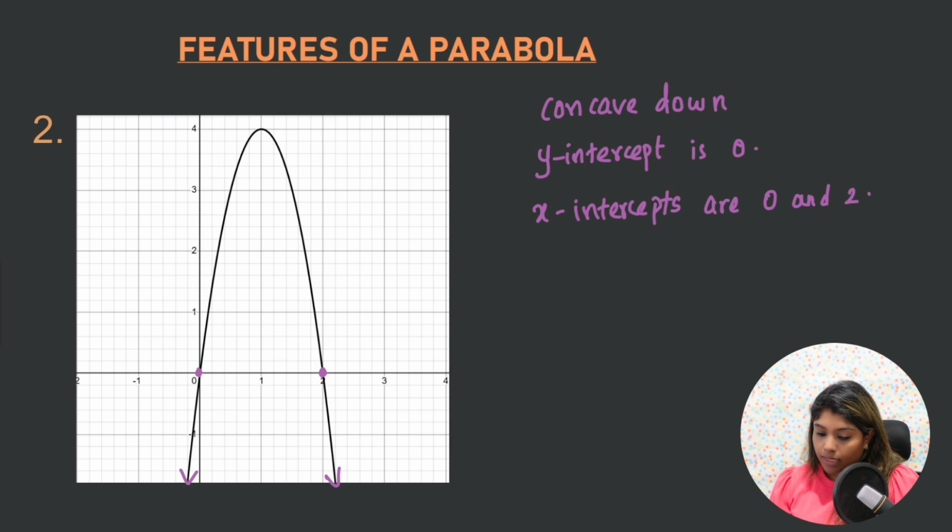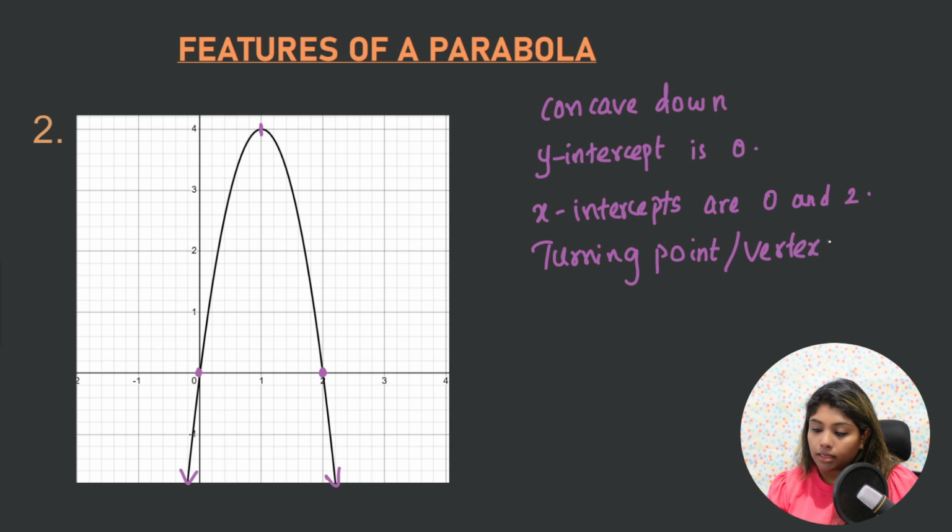Now we move forward and try to find out the turning point. Again, you can see here that the graph goes from down to up, and then it reaches a certain point and then the direction changes. So this particular point is called the turning point, right? So turning point or vertex, and it's going to be a point. So it's going to be x comma y. You can see this point is basically 1, 4, right? So we write it as 1, 4.